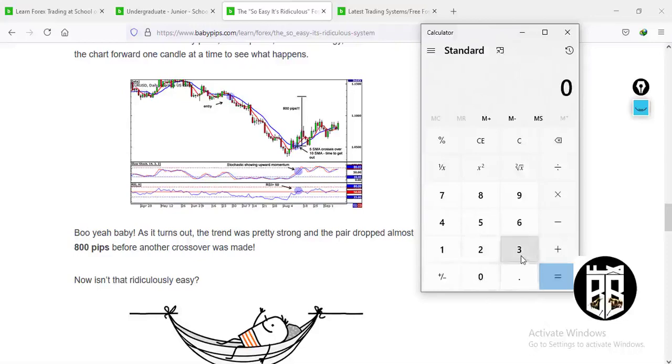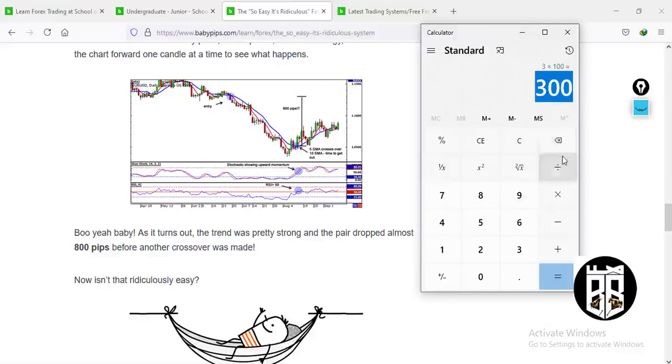So $3 times 100 pips, that will be 300. So your risk will be 300, and 300 will be your stop loss. If the trade goes against you, you will lose $300 because you are risking 300 pips. So for you to risk 300 pips, you must have at least $8,000 in your account, or way more than $8,000. Let's say like $5,000 in your account. If not, you might want to risk just $1 per pip.